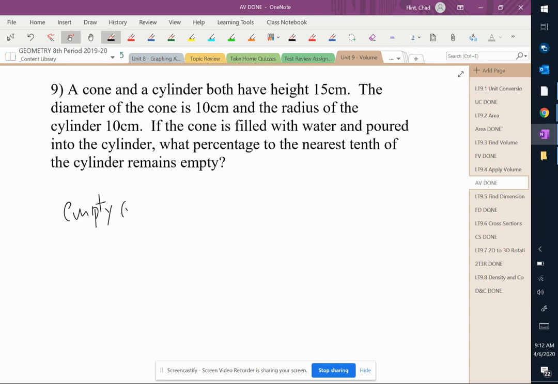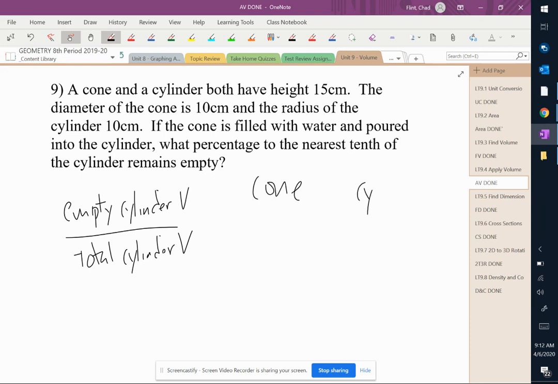empty cylinder volume over the total cylinder volume. So I'm going to find the volume of the cone. I'm going to find the volume of the cylinder, and then I'll figure out what to do with them.